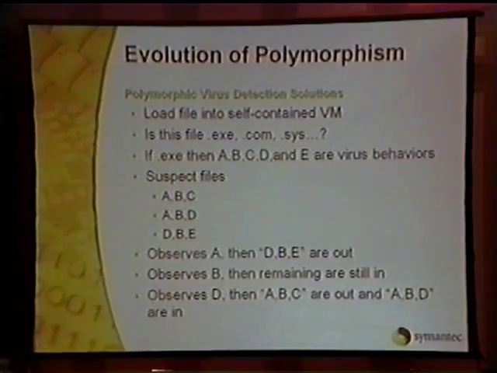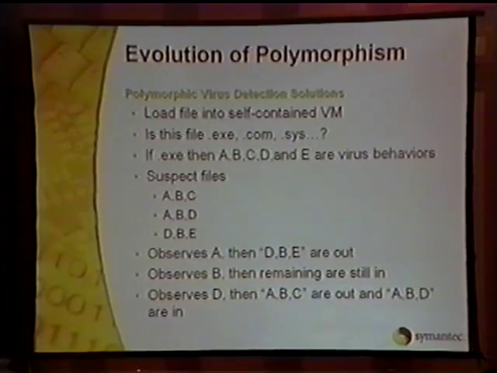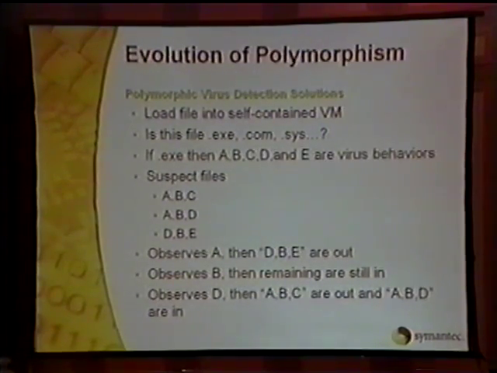And the suspected file, when it observed A, then it knew that D, B, and E were out. So it just kicked it right out. And then it observed B, then the remaining of these two files are still in. So it still knows to keep on scanning for those triggers. And now it observed D, so we know that ABC is out and ABD is in. So that's just as simplistic as I can get it for the way that they decided to do this.